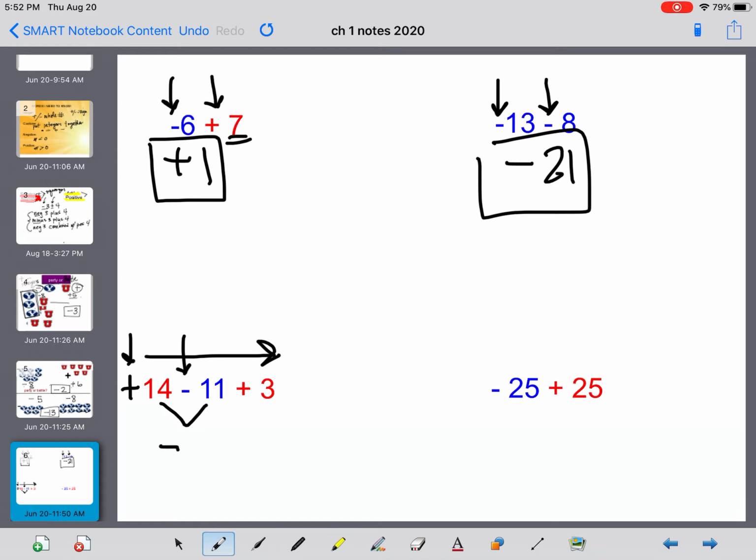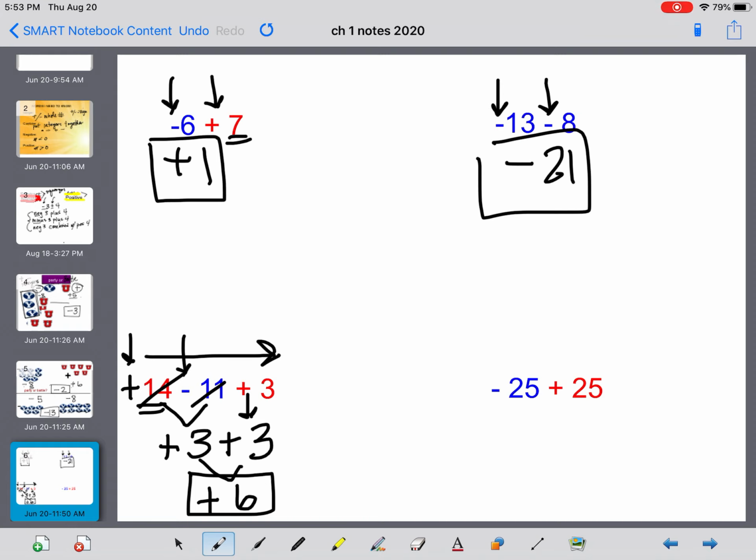Who's going to win? The positives are going to win. Why? Because there were more positive guys in this battle. How many more? There were 3 extra guys, right? Okay, so I have combined the 14 and the 11. I'm going to drop down the extra positive 3 and combine these two now. So all I did was drop this one down so that I could combine it. So now I have a positive 3 and a positive 3. They're on the same team, right? They're both positive. How many positives do I have? I have 6.